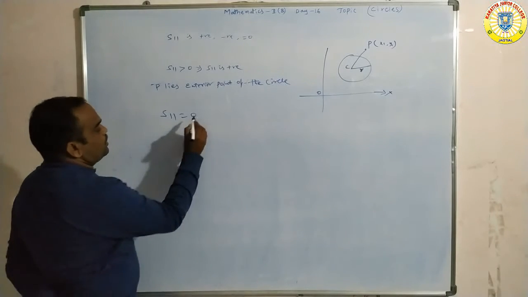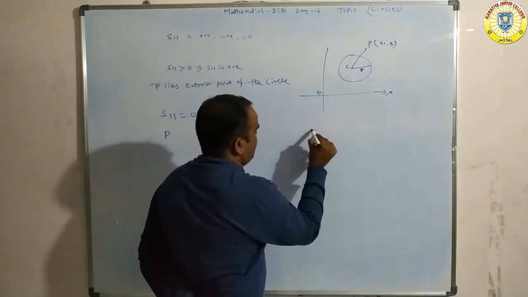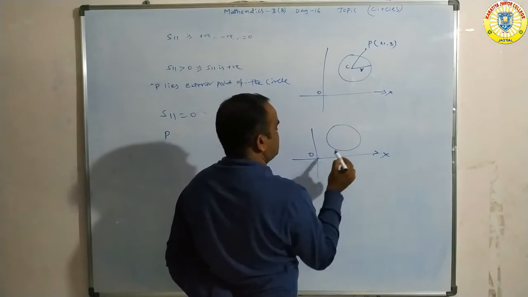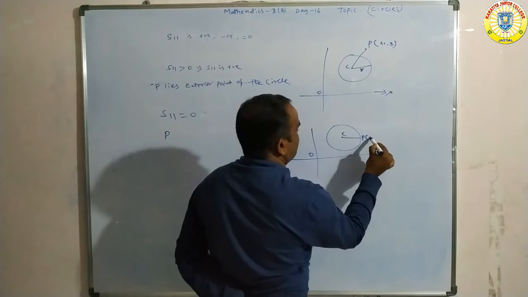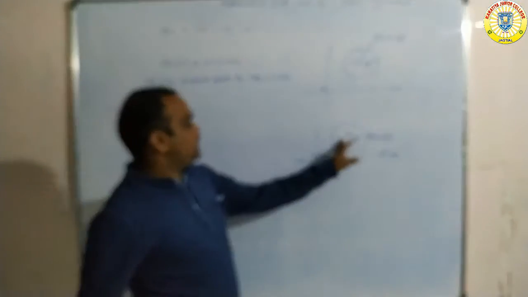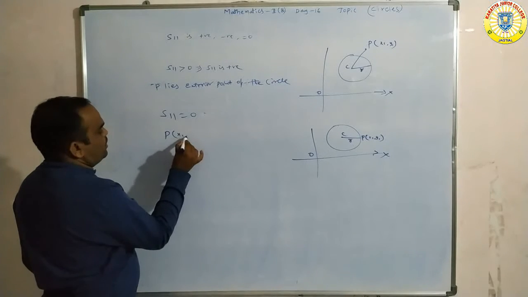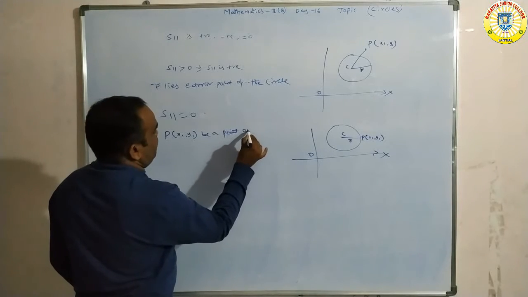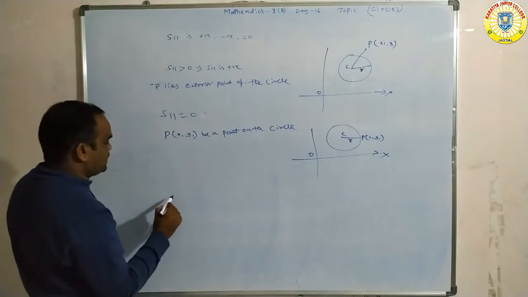Here S11 is equal to 0, that implies the value of S11 is 0. P lies in the second case. In that case, this is the origin, this is the x-axis, and this is the circle with center C. Here P is a point on the circle, with coordinates x1, y1. So the length of the radius is CP. Here S11 is equal to 0, so P of x1, y1 is a point on the circle.